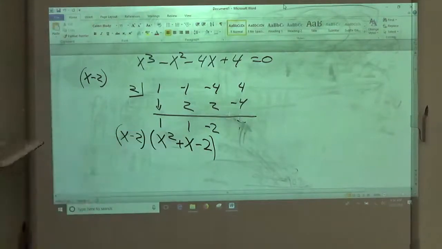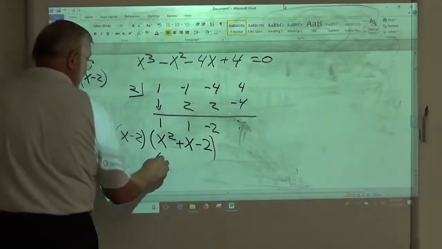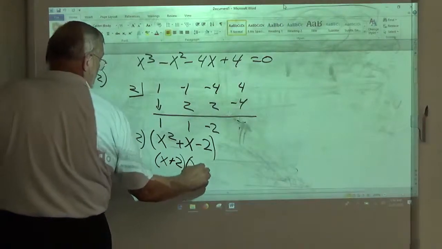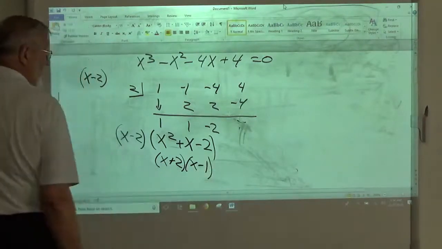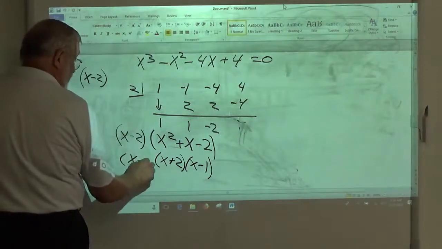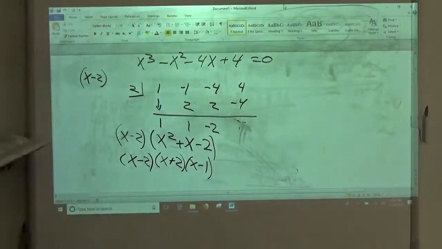Now, can anybody factor that second trinomial? What are the factors of negative 2 that add up to 1? 1 and negative 1. x plus 2, x minus 1, right? Okay, and so that means that the trinomial is that.